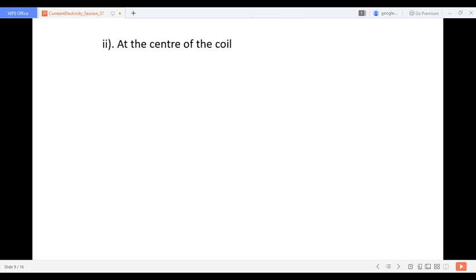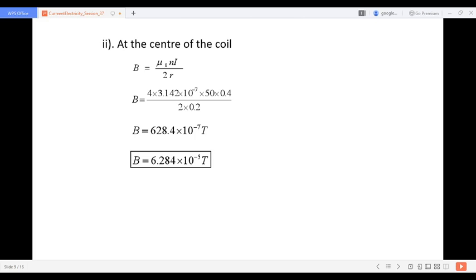At the center of the coil, considering X equal to 0, we get the formula as B is equivalent to mu naught Ni divided by 2R. Substituting the values, 4 into 3.142 into 10 raised to minus 7 into 50 into 0.4 divided by 2 into 0.2. You get the value as 628.4 into 10 raised to minus 7 Tesla, which can also be written as 6.284 into 10 raised to minus 5 Tesla.